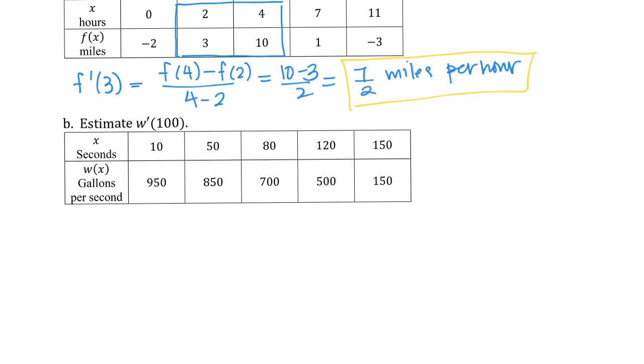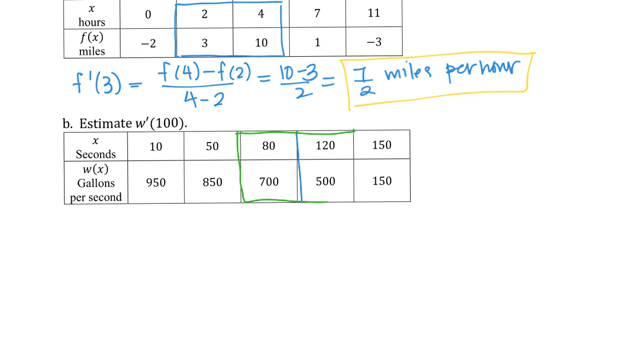Okay, so let's go ahead and look at B, and we're going to do the same thing. They want me to estimate W prime of 100, and this is a table giving me x and W of x. I want W prime of 100, 10, 50, 80. So 100 is going to be between 80 and 120. It happens to be evenly spaced. That's not always the case. So I'm going to go ahead and use these because they're as close as I can get to 100, and they're on either side of 100.